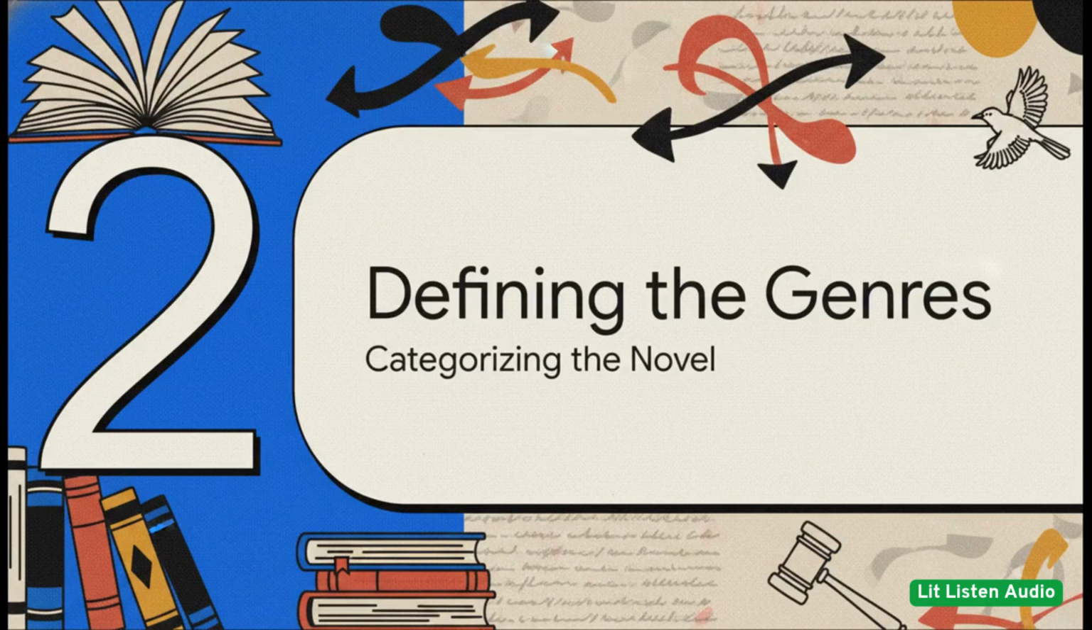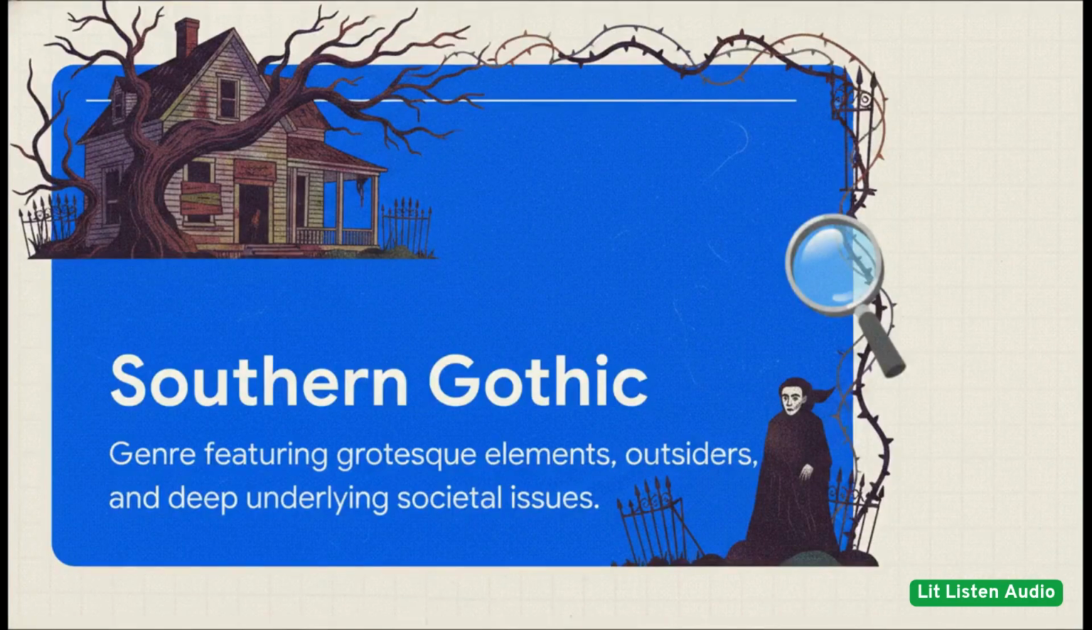Moving right along to Section 2, defining the genres. For any literature exam, you've got to be able to properly classify the text. And this novel comfortably sits right at the intersection of two major literary traditions.